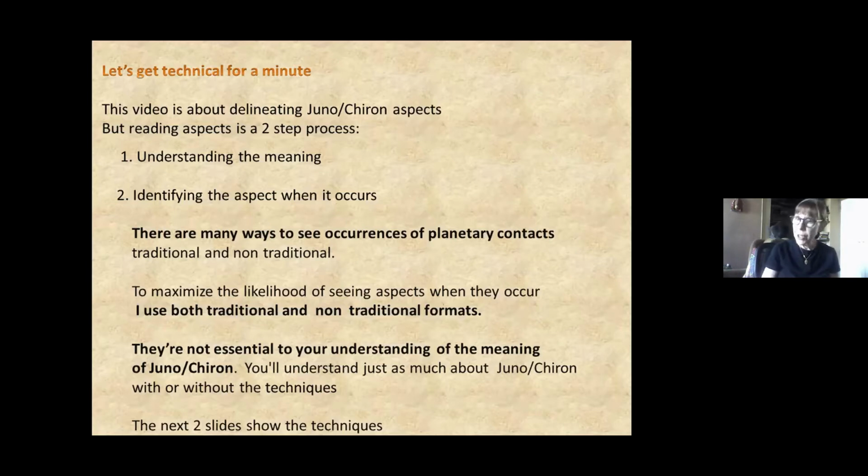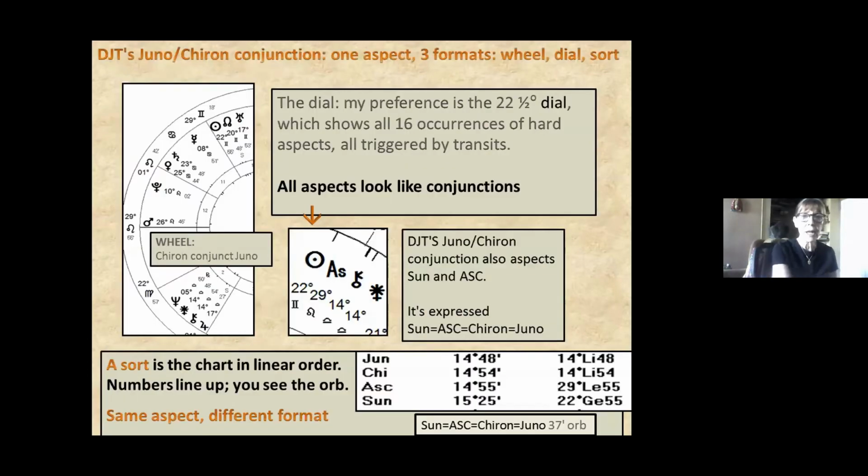Now, they're not essential to your understanding the meaning of Juno Chiron, so you'll know just as much about it with or without the techniques. And here are the two slides. Here's Donald Trump's chart. He's got a Juno Chiron conjunction, and we see it very clearly on the wheel. But here it is on a dial. This is one aspect, three formats: the wheel, the dial, and the sword.